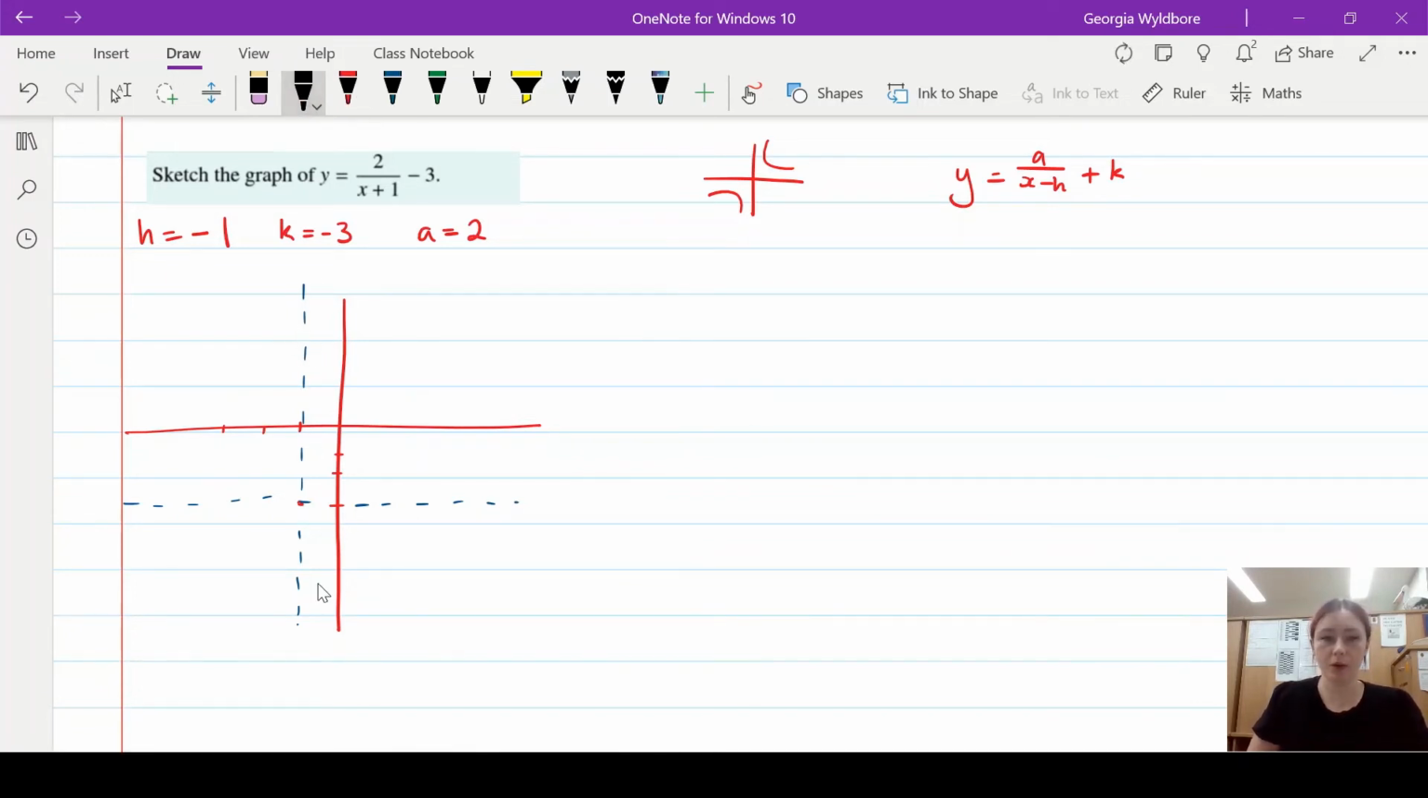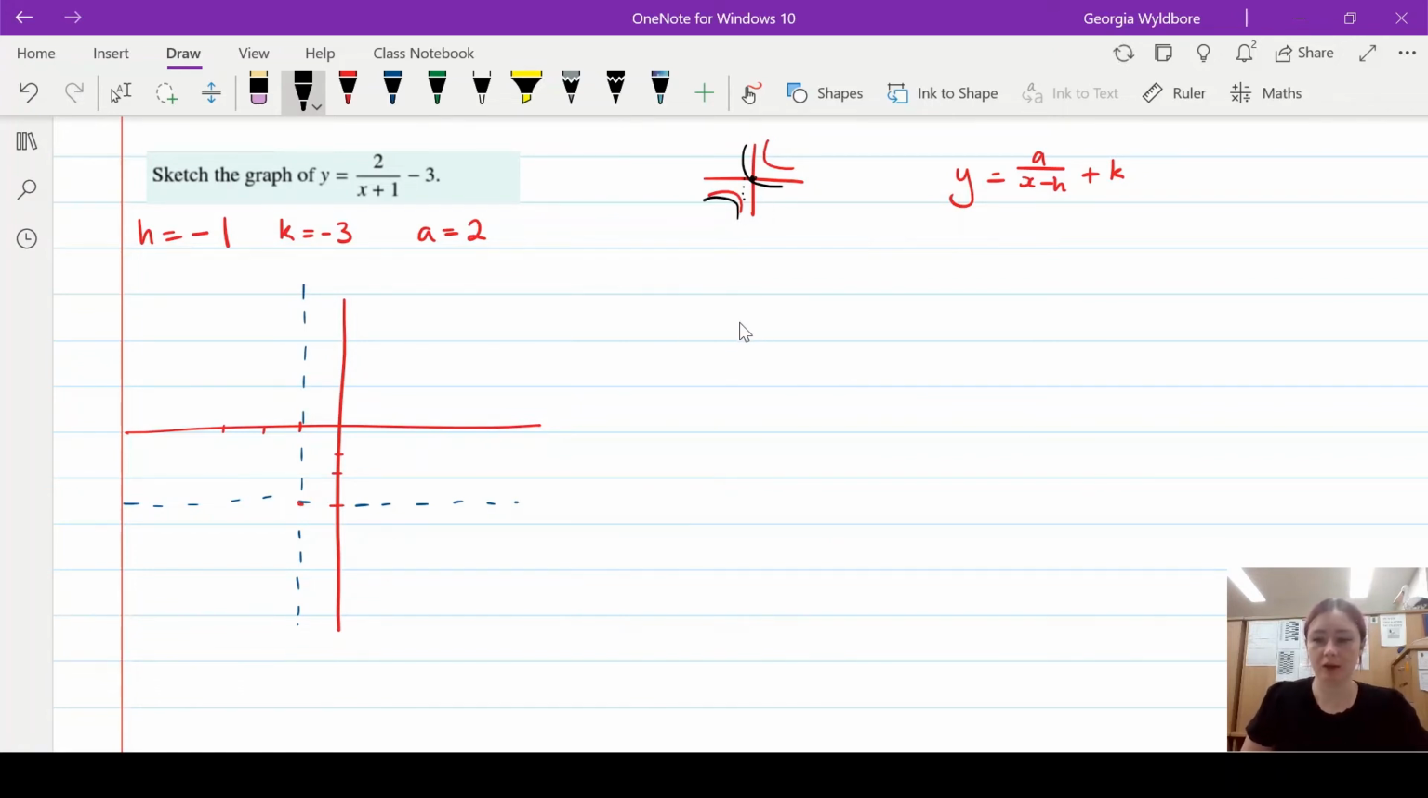Now, we know where our asymptotes are. Ideally, when you have a sketch, you want to know where your intercepts are going to be. So if we think that this would have a center at 0, 0, or just our basic sketch, we've effectively translated 1 to the left and 3 down. So it's going to be something like that. We're going to have an x and a y intercept here.